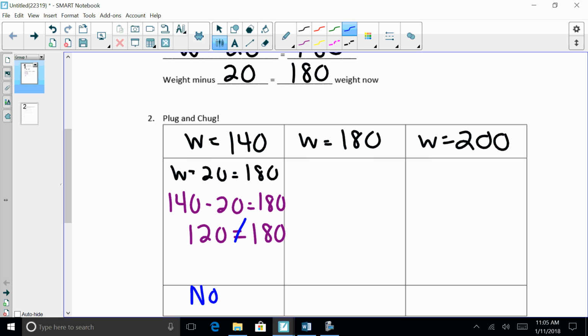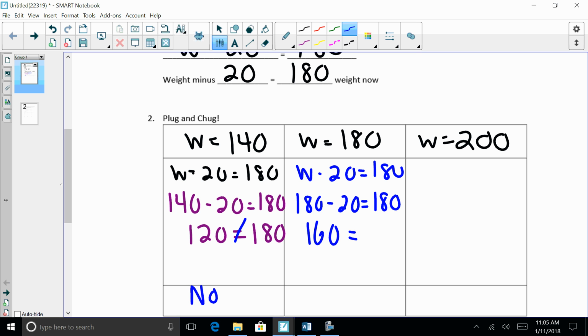Okay, we're going to continue to do the same thing with 180. So I'm going to rewrite my equation, W minus 20 equals 180, and plug my 180 in where my W is. 180 minus 20 is 160. But I'm supposed to get 180, so they do not equal each other. And again, my answer is no, this is not a solution for this specific equation.